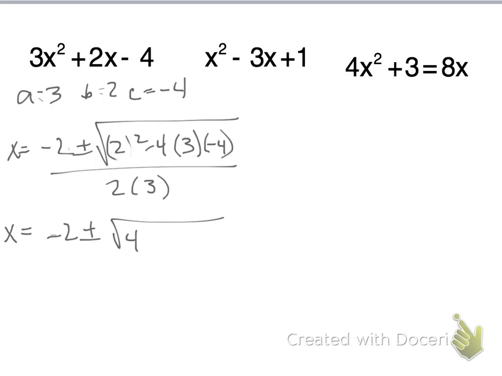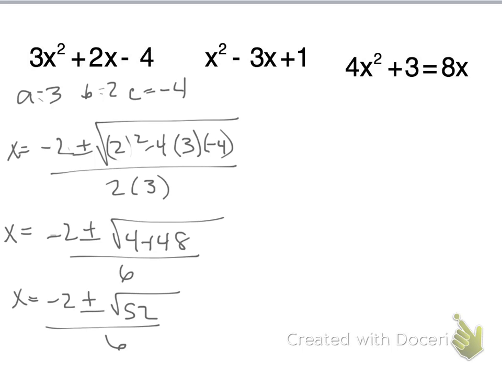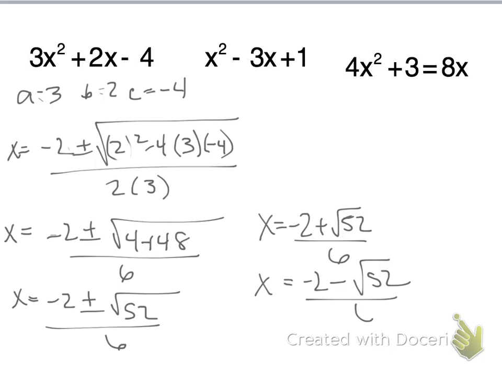Times negative 4 gets me 48, all over 2 times 3, which is 6. So x equals negative 2 plus or minus the square root of 4 plus 48, which is 52, all over 6. We have to split it up, so x equals negative 2 plus the square root of 52 over 6, and x equals negative 2 minus the square root of 52 all over 6.